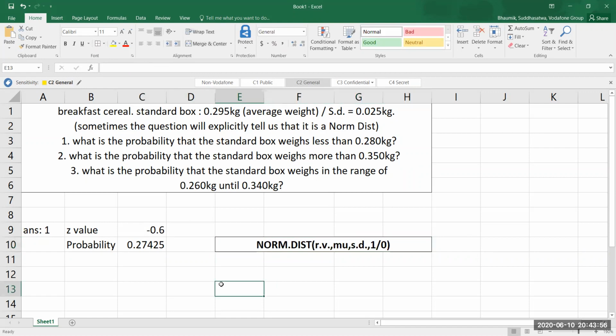Why? Because it is a decision making. Everything else in this formula, the random variable, the mu, the standard deviation, is basically a number. If you have taken a sample, you can calculate them. That's not an issue. And the random variable is going to depend on your question. So putting these three values is not a problem. The problem comes over here. Should I put 1? Should I put 0?